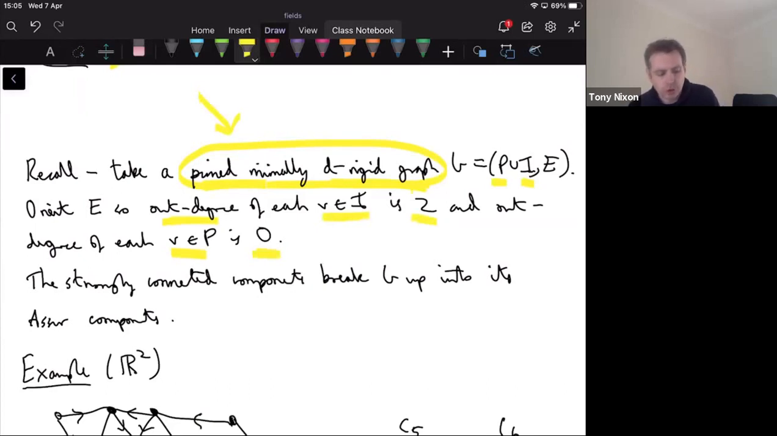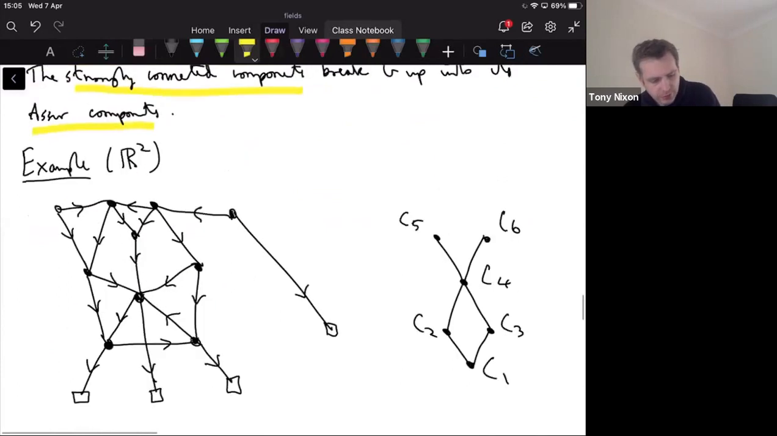In particular, the strongly connected components will tell us the minimal parts, in terms of size as well as in terms of deleting edges. The minimally rigid parts are the strongly connected components of the graph. So here's an example. We're going to take a two-dimensional picture. Note I've used squares for the pinned vertices as I did last time, and all of the other vertices are inner. I have in advance first drawn a minimally pinned two-rigid graph, and then assigned a two-directed orientation to it.